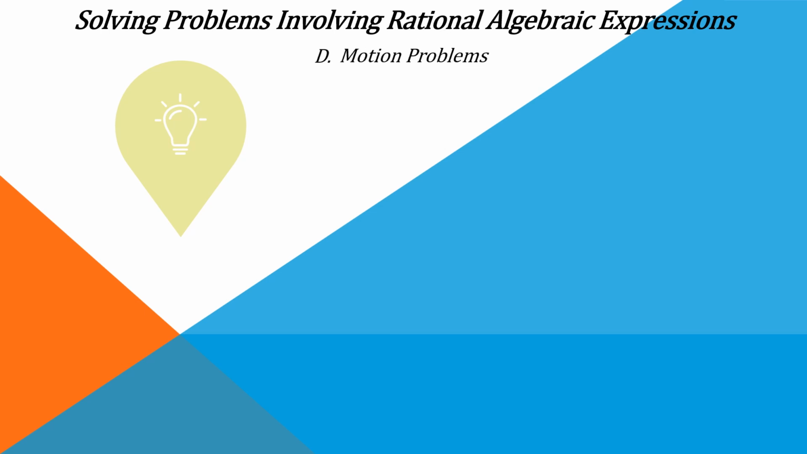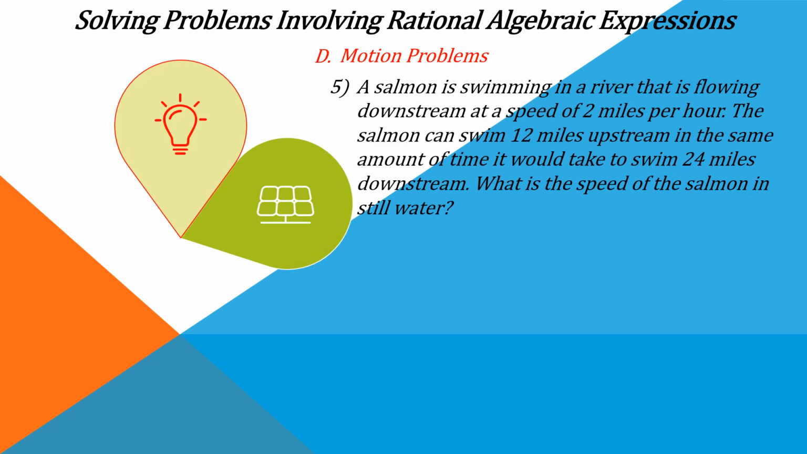Let us go to example number 5. A salmon is swimming in a river that is flowing downstream at a speed of 2 miles per hour. The salmon can swim 12 miles upstream in the same amount of time it would take to swim 24 miles downstream. What is the speed of the salmon in still water?